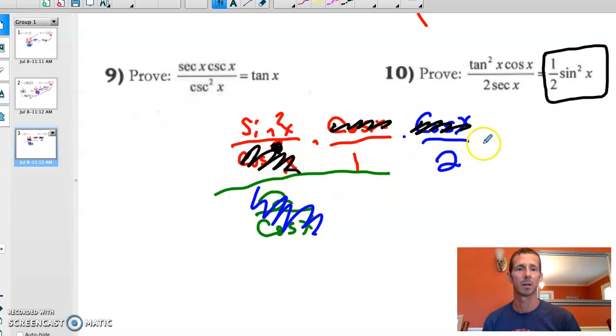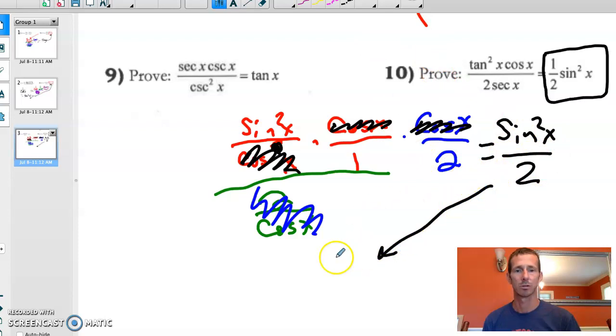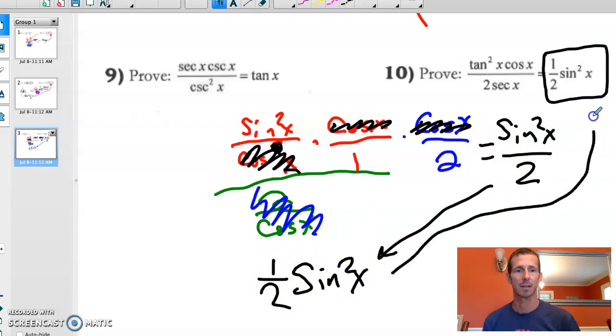And then I'm going to come over here and I'm going to write, all right, well, I've got a sine squared, nothing cancels with that. And I have that over 2, and because I know that dividing by 2 is the same as multiplying by 1/2, that is the same as 1/2 sine squared x, and that is what I needed to check. Hopefully that went well for you, and we are done with these, and you now have some to practice on your own. So enjoy.